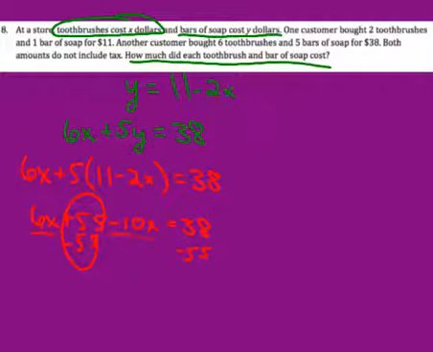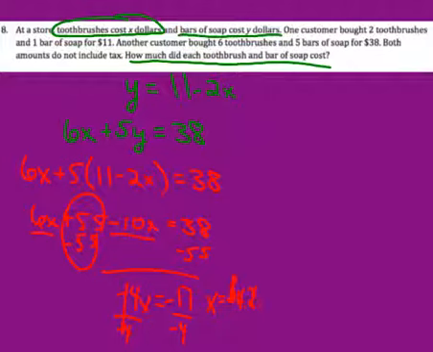All right, 6x minus 10x is -4x is equal to 38 minus 55. That is going to be negative 17. Divided by negative 4, divided by negative 4. So x equals negative 17 divided by negative 4. So I actually know that's going to be a positive number. And I actually know that's going to be $4.25. Remember, that's what we were finding. We were finding x was the cost. So it was $4.25.